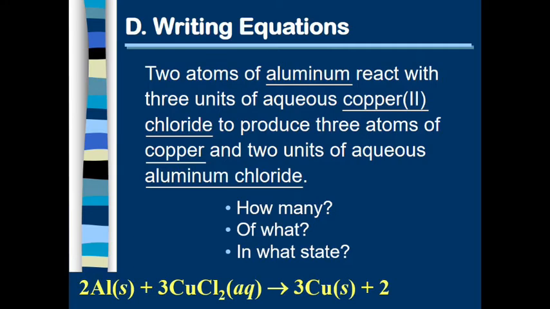So aluminum chloride, again, ionic compound. You have to cross over charges. You get AlCl3 when you do that, and it's aqueous. We throw on the AQ.